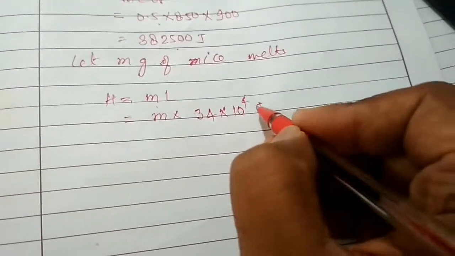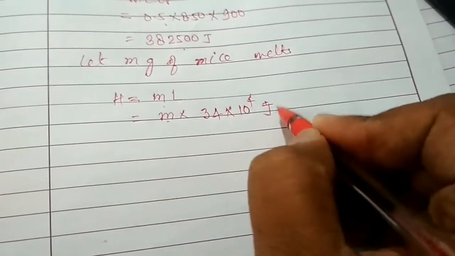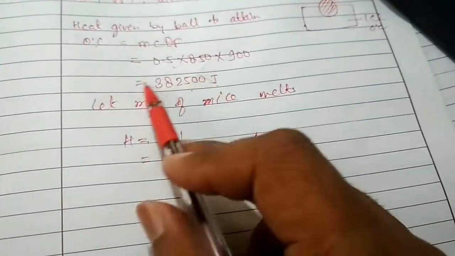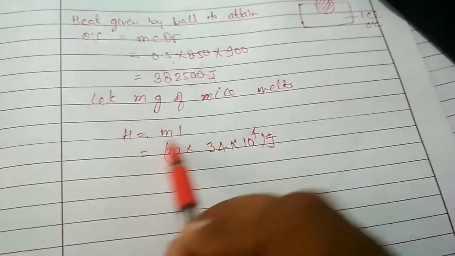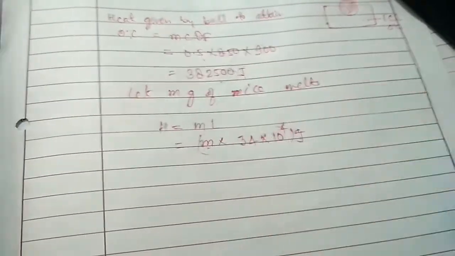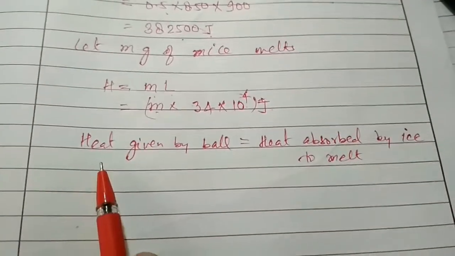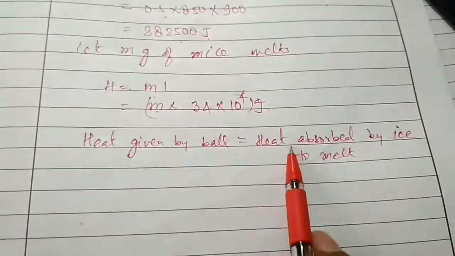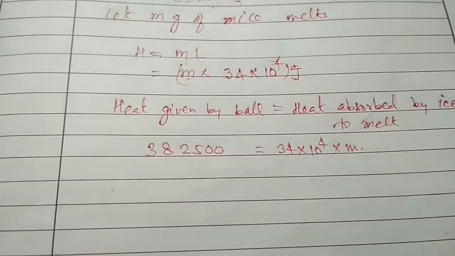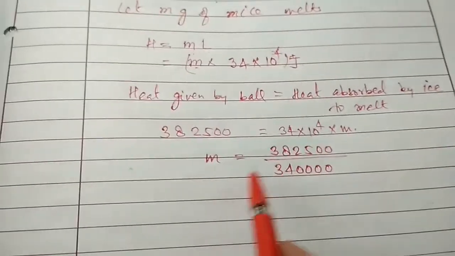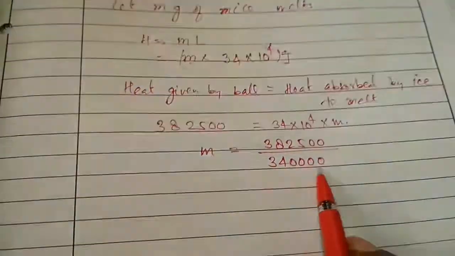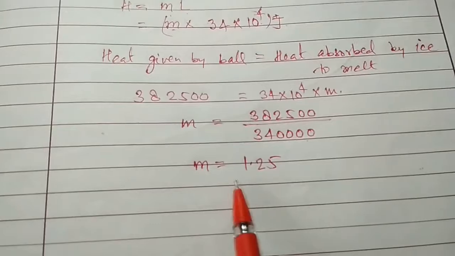So total comes to zero. This is in kilogram, joule per kilogram, kilogram cancelled. So the total answer is in joule. So this amount of heat is given by this ball and this amount of heat is absorbed by the ice. So by the principle of calorimetry, heat given by the ball is equal to heat absorbed by ice to melt. So m is equal to 382500 divided by 34 and 4 zeros. On further solving, it gives 1.25.